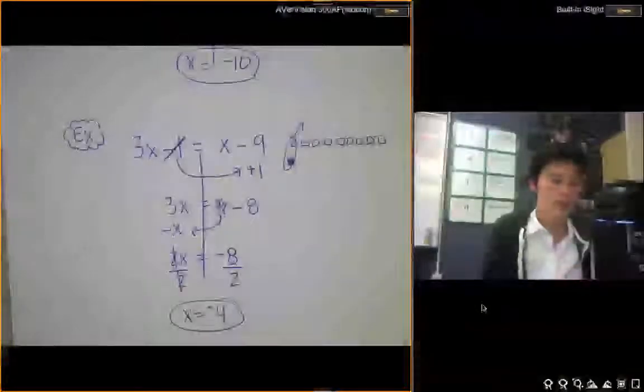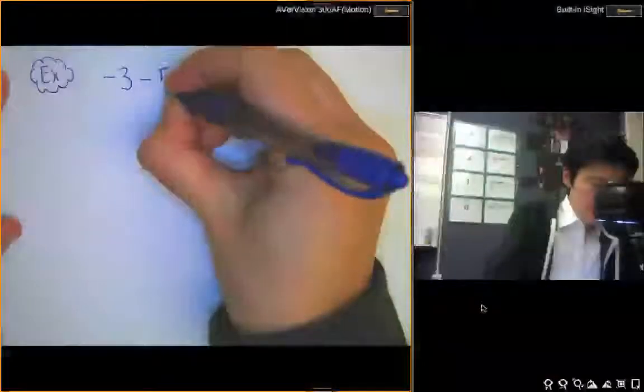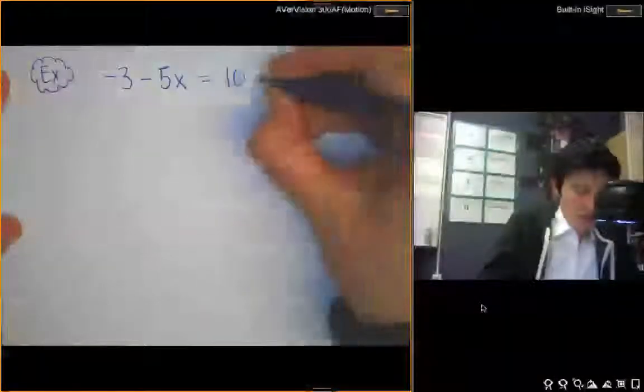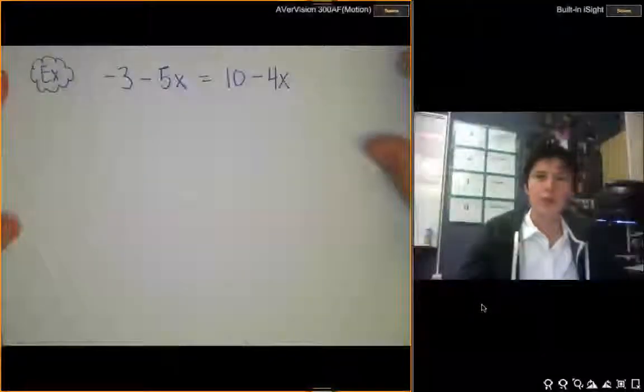Okay, so lots of different stuff. One more problem I would like you to try. Next example. Why don't you go ahead and copy this one down and then try it yourself first. So this time we're going to do negative 3 minus 5x equals, we'll say, 10 subtract 4x. Alright, give it a try.